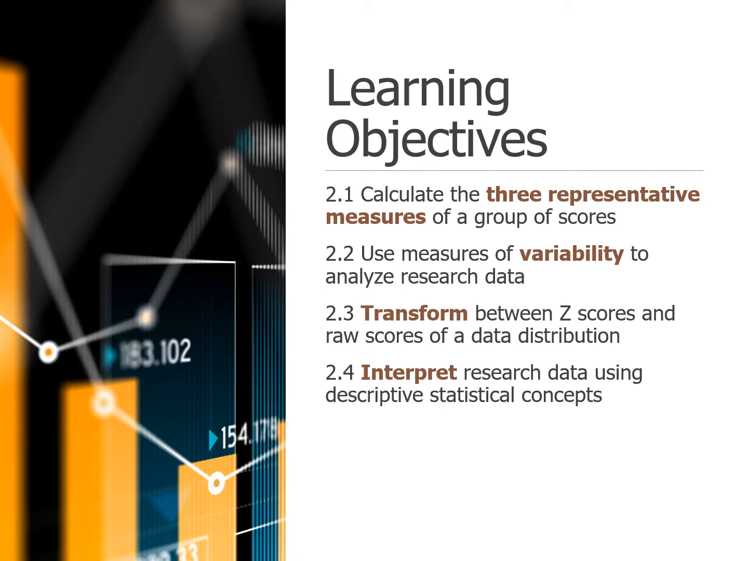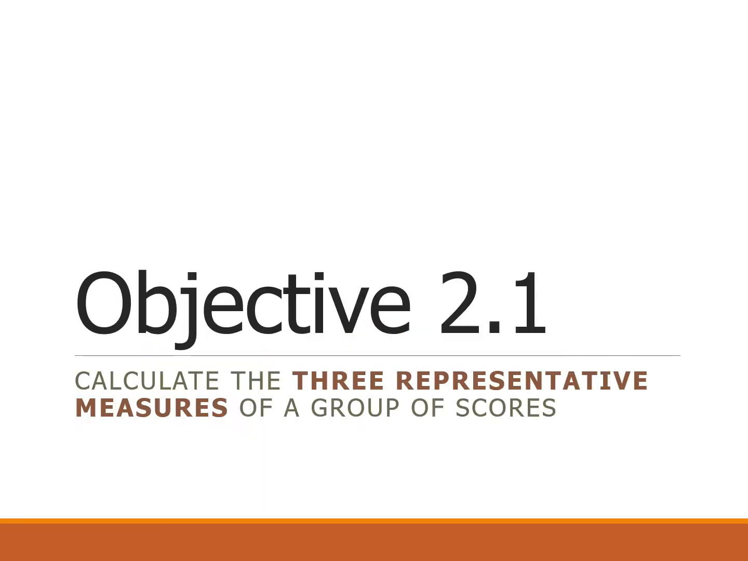What we will learn about today are the three representative measures for a group of scores. We'll learn how to calculate those, the mean, the median, and the mode. We will use measures of variability to analyze research data. I will teach you how to transform between z-scores and raw scores for a data distribution, and I will show you how to interpret research data using descriptive statistical concepts.